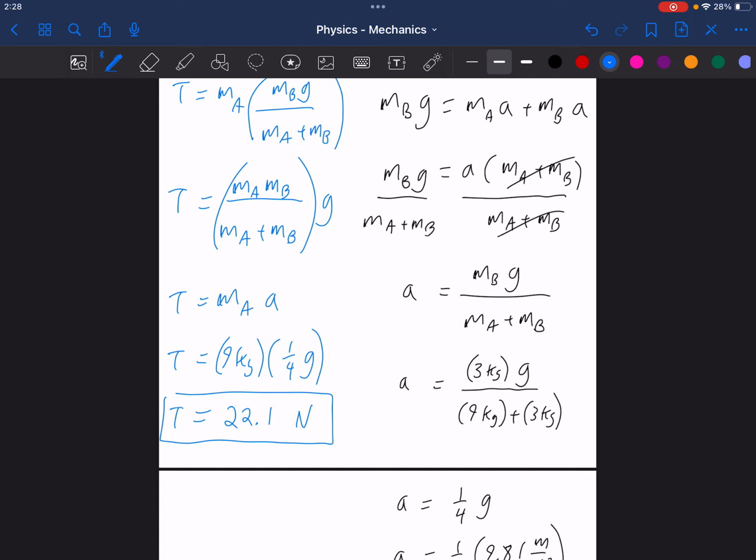So before we move on to the next problem, it's a really nice idea to think about, does this answer make sense? Is it reasonable that my acceleration is 1/4 of g? Is it reasonable that my tension is 22.1 newtons? And think about some extremes that could happen with this.